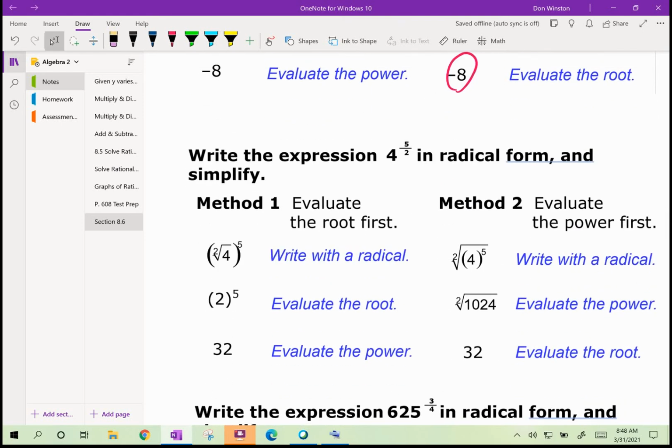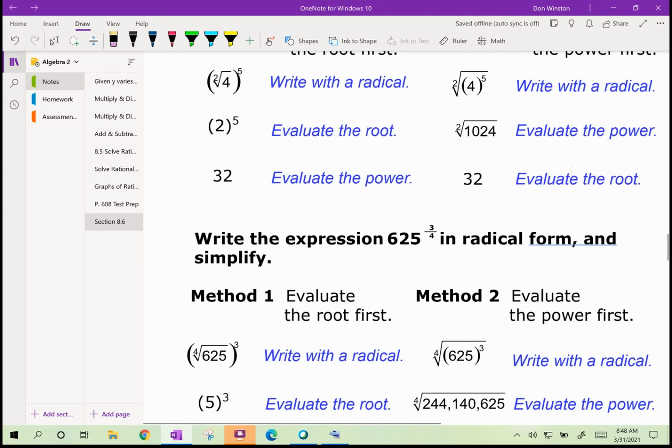Write the expression in radical form and simplify. So again, 4 raised to the 5/2. We can write that as the square root of 4 raised to the 5th. The square root of 4 is 2, and 2 to the 5th is 32. Or we can write it as the square root of 4 to the 5th, well, 4 to the 5th is 1024, but now, do you know the square root of 1024? It's still 32. Again, sometimes this form is much easier to work with.